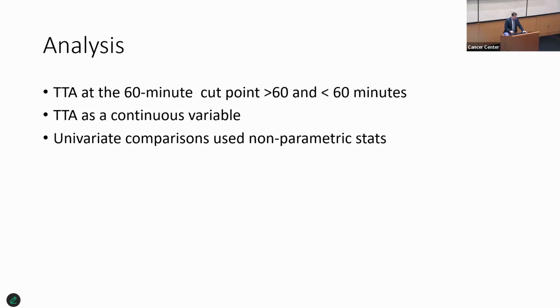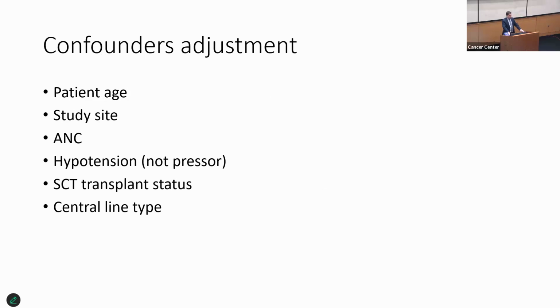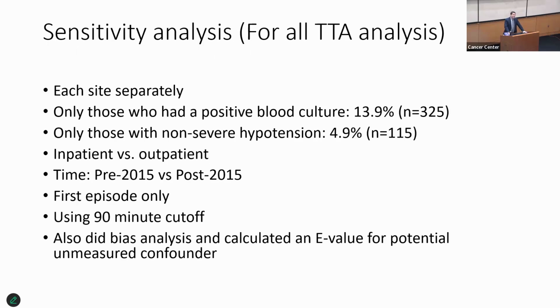And we did univariate comparisons with non-parametric stats. We also thought it was important to control for confounders, so things that actually lead to an increased risk of having a complication. And so we adjusted for age, study site, your absolute neutrophil count, having low blood pressure but not severe sepsis, stem cell transplant status, as well as central line type. Then, thanks to the reviewers, we did a number of sensitivity analyses, so that we ended up, I think, with 25 supplemental tables in this paper. So in order to really slice and dice it everywhere that we can.